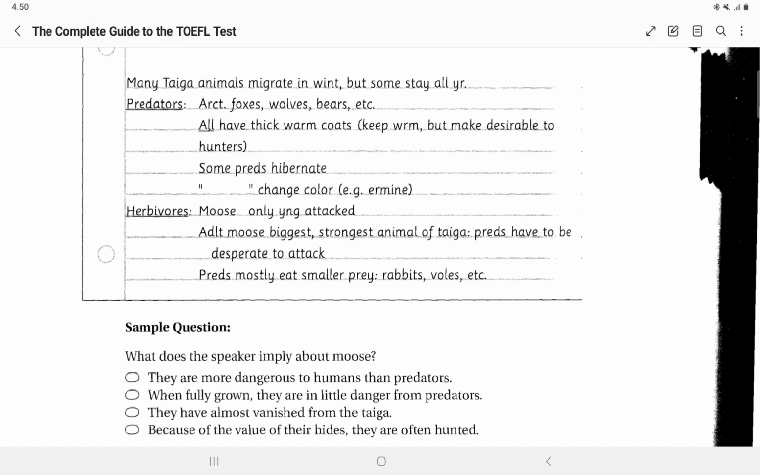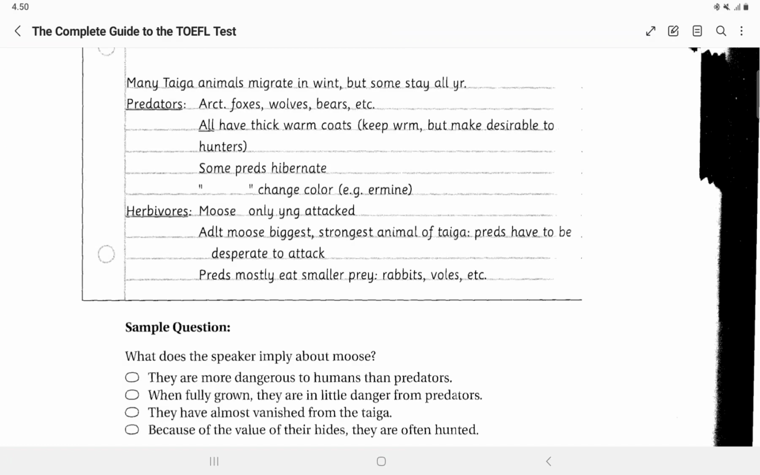Some of these predators survive the winter by hibernating, by sleeping right through it. Bears, for example. And some change colors. You've heard of the ermine, right? In the summer, the ermine is dark brown, but in the winter it turns white. That makes it hard to spot, so it can sneak up on its prey. Then, what sorts of herbivores live up there? What do the predators eat to stay alive?